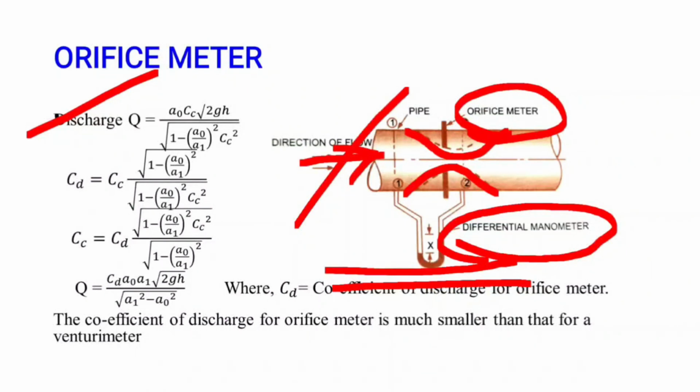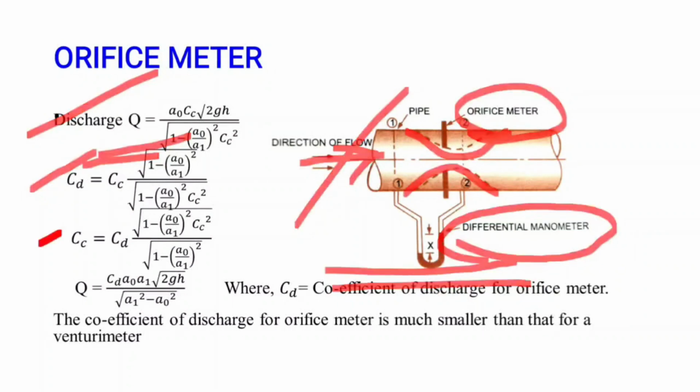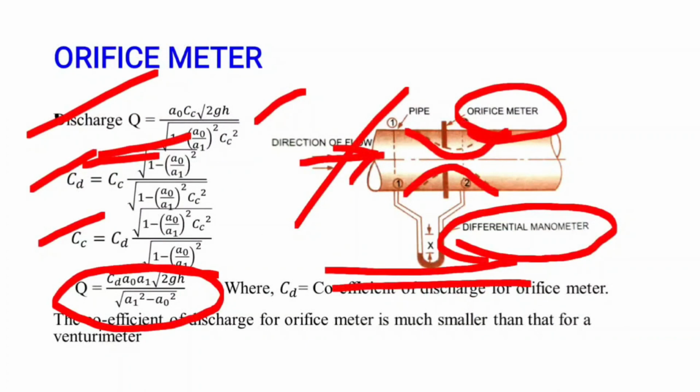What is meant by Cc? We can study it in the next topic. This is the general formula, but Cc is not known. We get a relationship between CD and Cc and put the Cc value in the above equation. We get Q as CD into A naught A1 under root 2gH by under root A1 square minus A naught square. This is the discharge equation for the orifice meter, where CD is the coefficient of discharge.